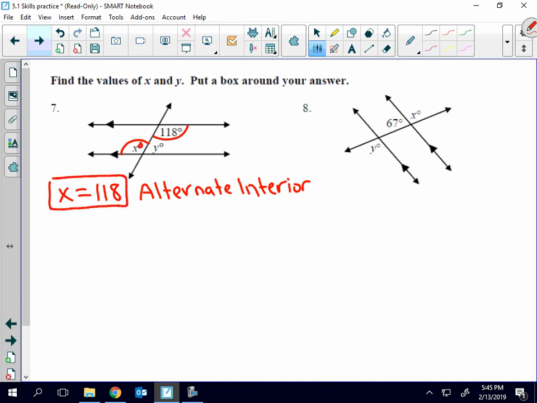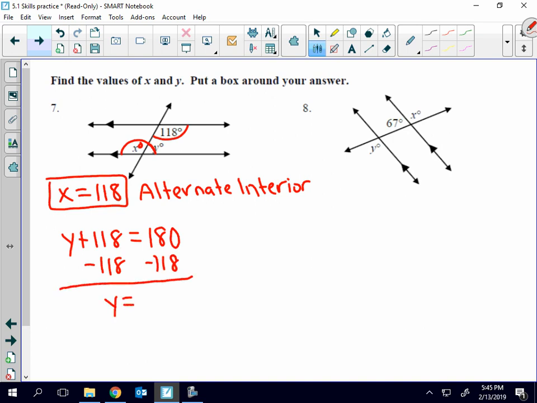So x is this, and y is this teeny little acute angle here, so obviously y plus the 118 must equal 180. So if I subtract the 118, I will get what y equals. All right, so 180 minus 118 is 62.